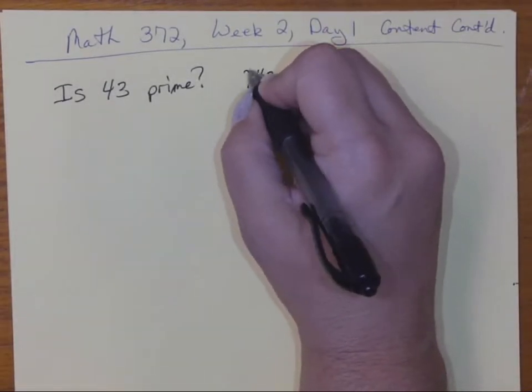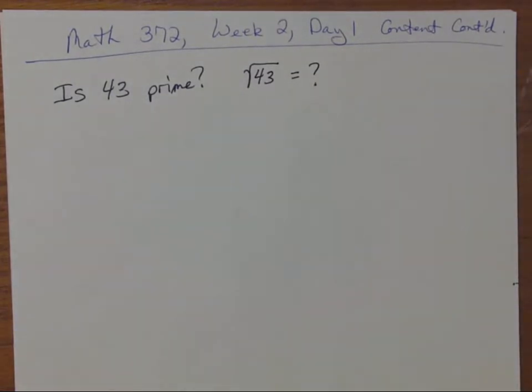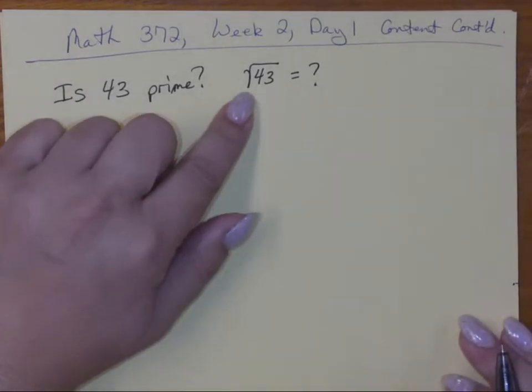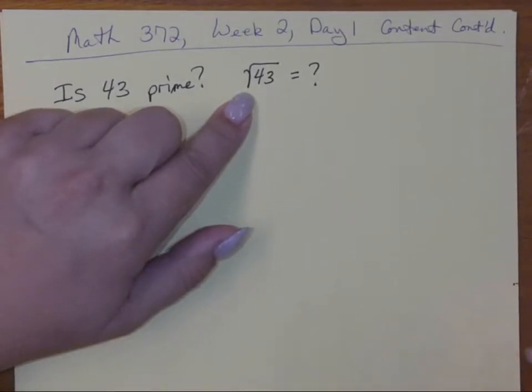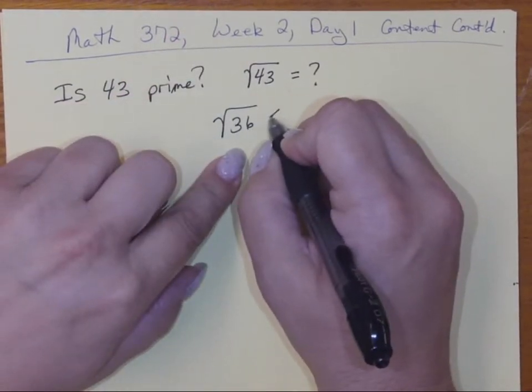So square root of 43. Okay. I don't know exactly what that is. I know that 43 is not a perfect square, so I can't come up with it right off the bat. But I like to do kind of the sandwich method. It works really well for me. For instance, I know that 36 is less than 43. So let me put him in a square root.